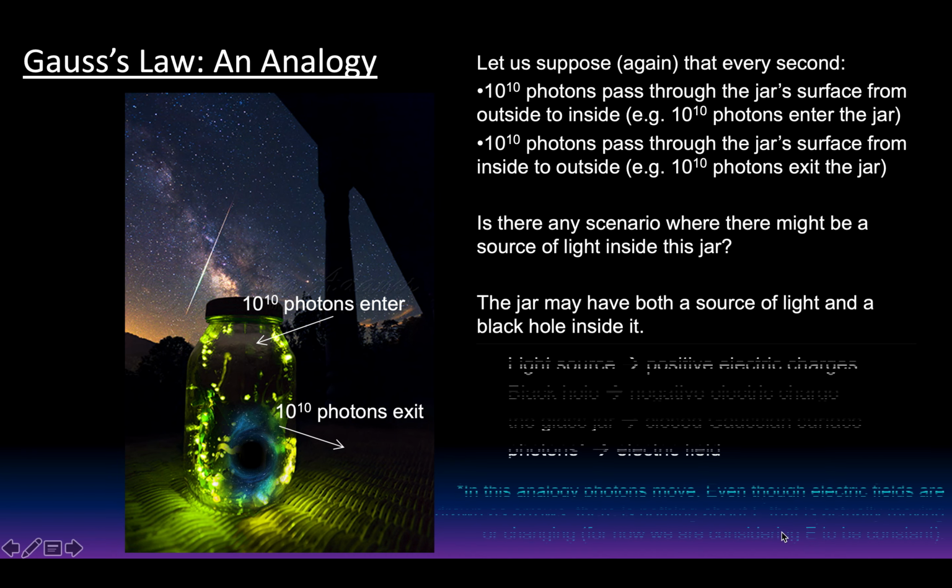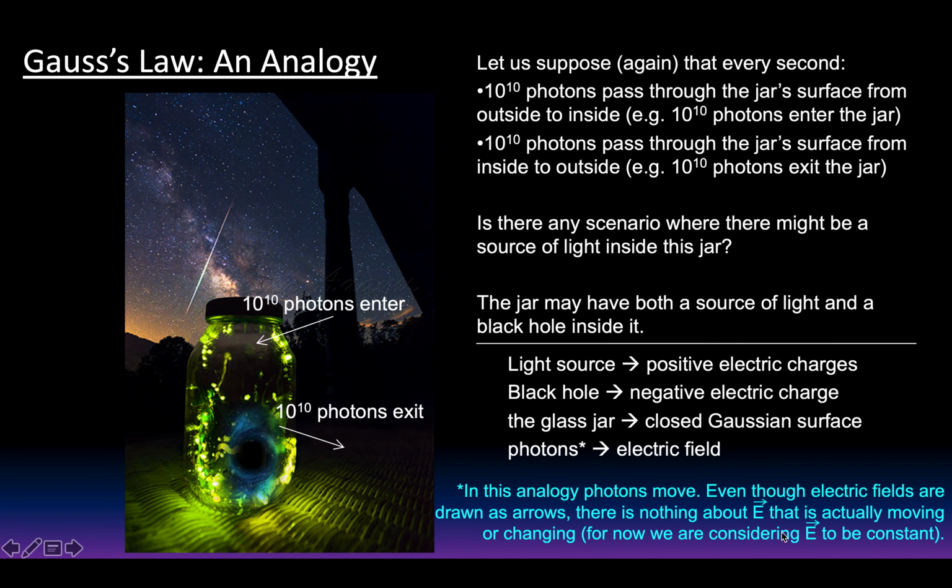In these analogies, the source of light could be thought of as a positive electric charge. The black hole could be thought of as a negative electric charge. The glass jar itself could be thought of as a closed surface, which is sometimes referred to in these scenarios as a closed Gaussian surface. And the photons, the particles of light, could be likened to the electric field.